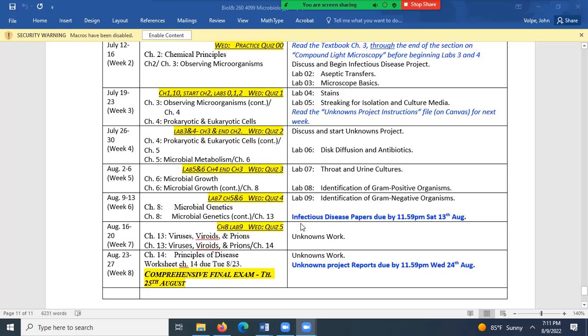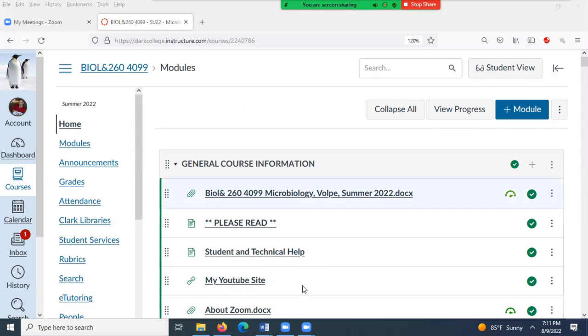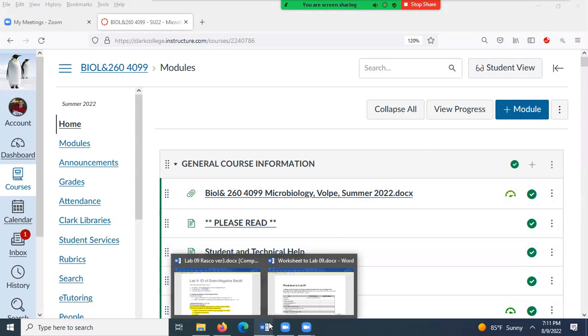All right, but you should be working on your unknown project. You also should be working on your infectious disease paper. You need to get your infectious disease paper done by Saturday, August 13th. I believe that is this Saturday. Any questions about any of this? All right, if not, I'm going to shut this down. And then we'll begin the lab.